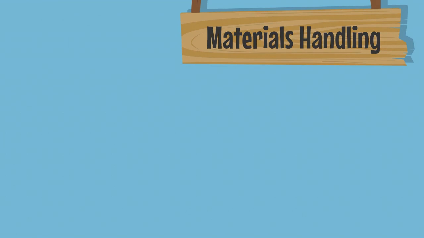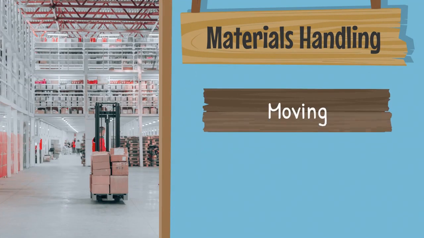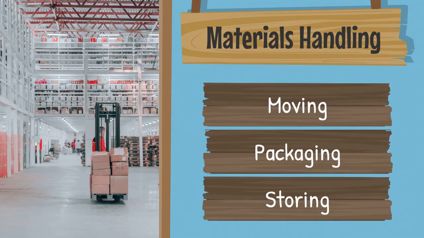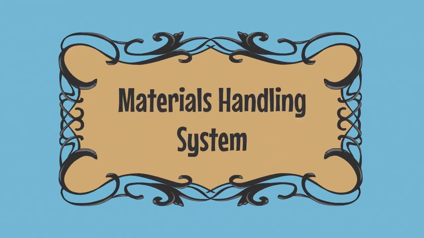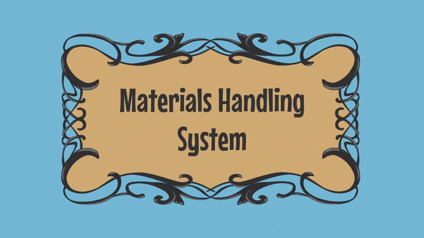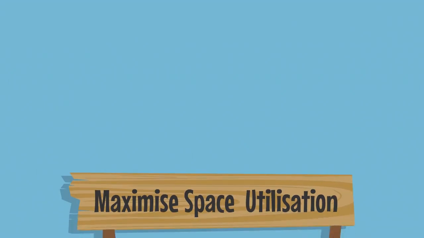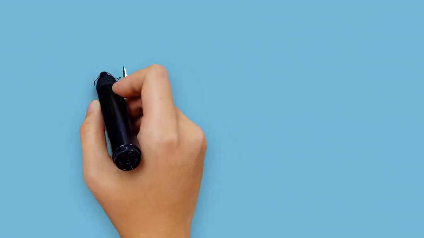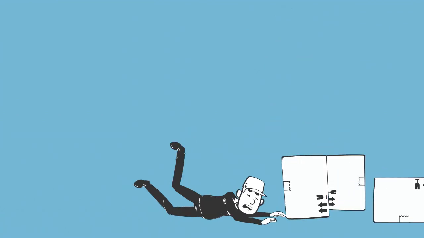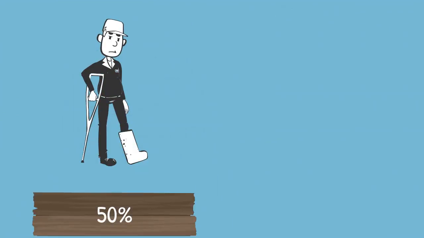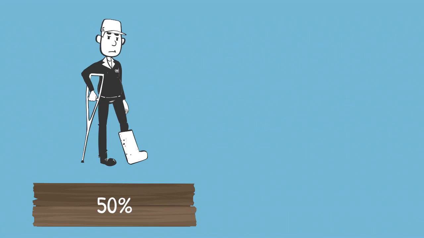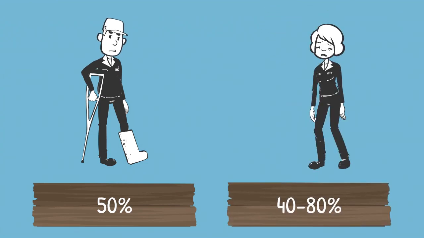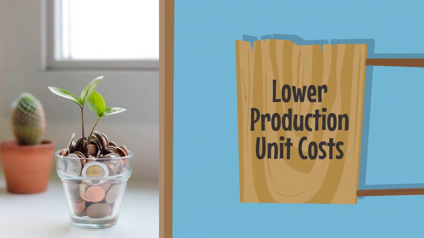Materials handling is the art and science involving the moving, packaging, and storing of substances in any form. An efficient materials handling system attempts to maximize space utilization by proper storage of materials and thereby reducing storage and handling cost. Unsafe materials handling accounts for about 50% of all industrial injuries and from 40 to 80% of all operating costs. The primary purpose of material handling is to lower production unit costs.